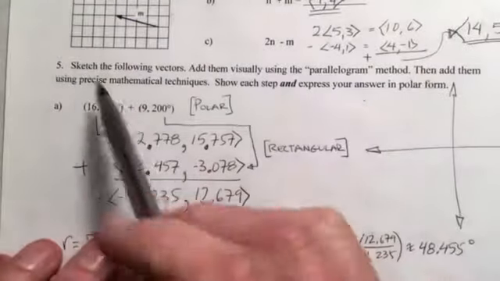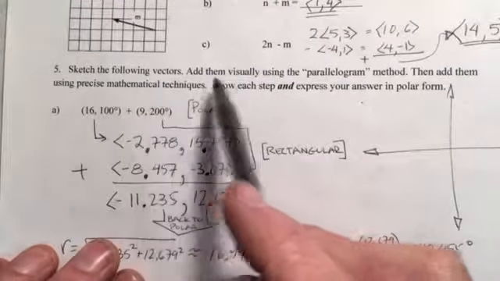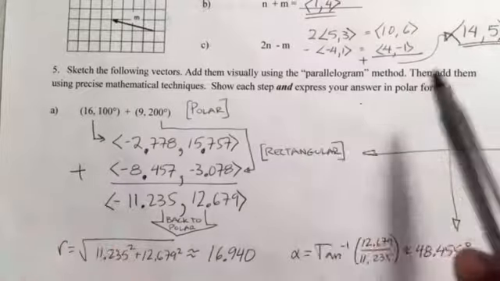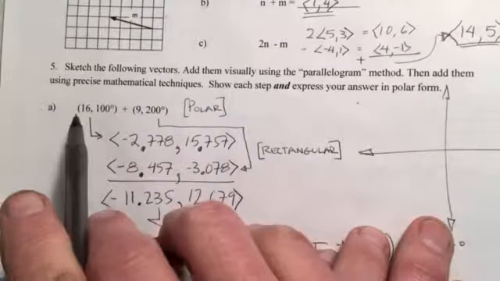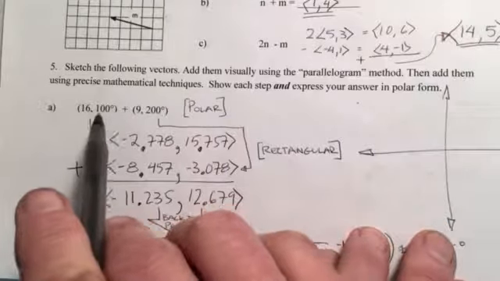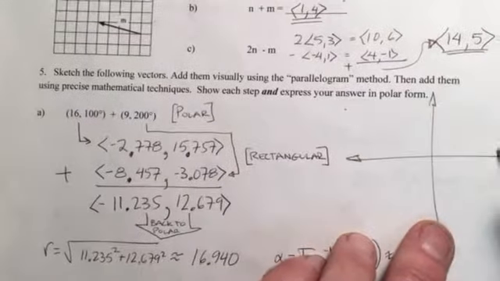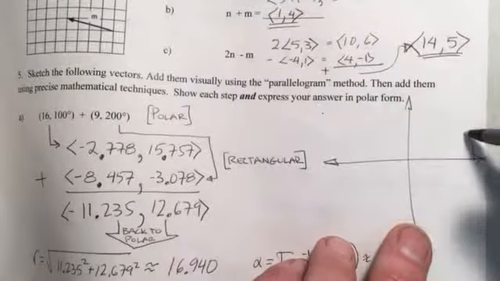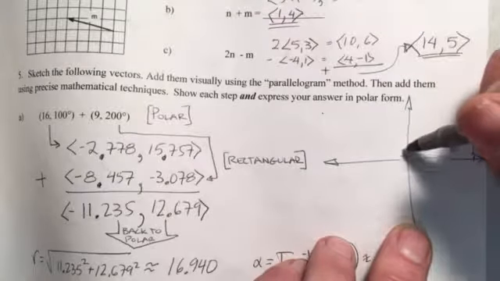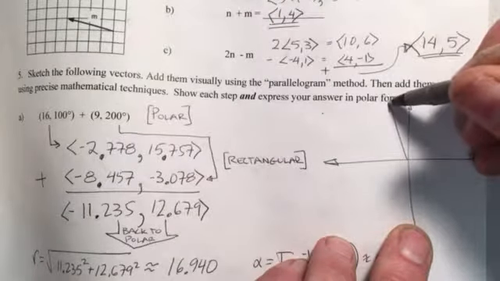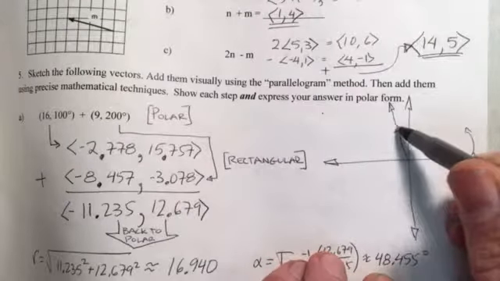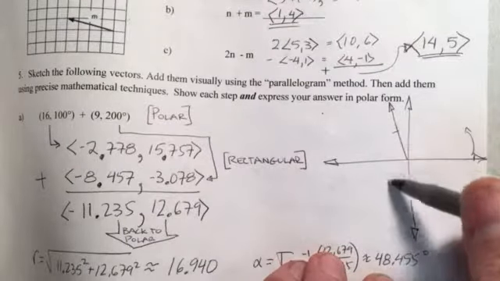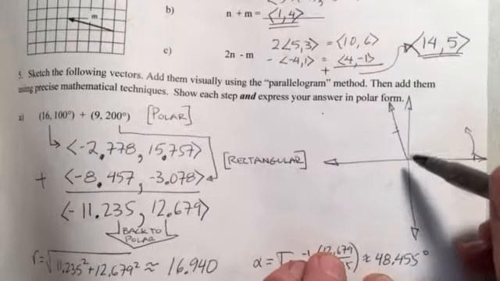Then sketch the following vectors and add them visually using the parallelogram method. Okay, so I thought I would show you how to do that. The first vector is 16 at an angle of 100. So again, rotating this way past 90 by 10 degrees. I'm going to call that 16. If that is 16, then that's about 8. So 9 is a little bit longer than that. So you have to kind of imagine a circle drawn with that as the radius.